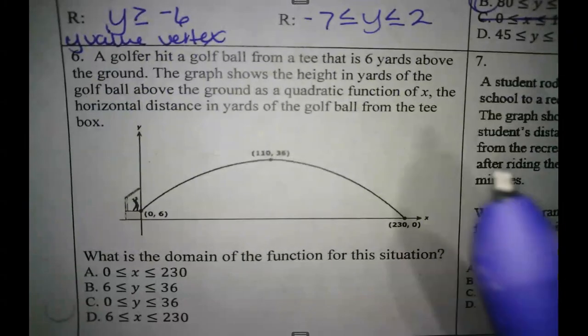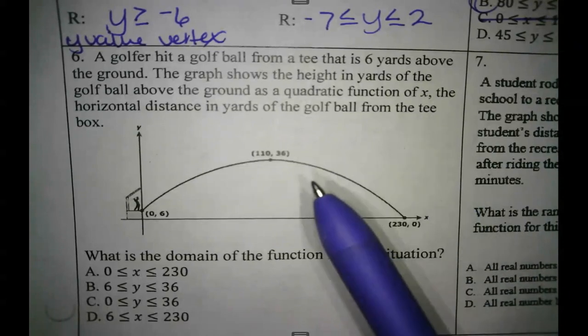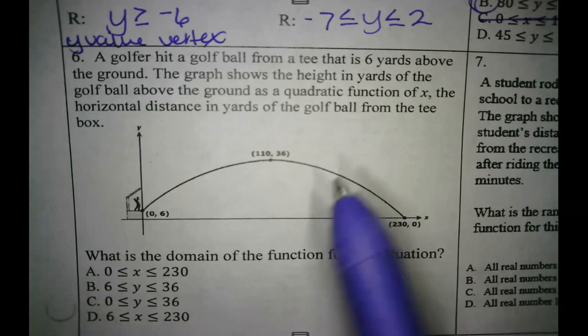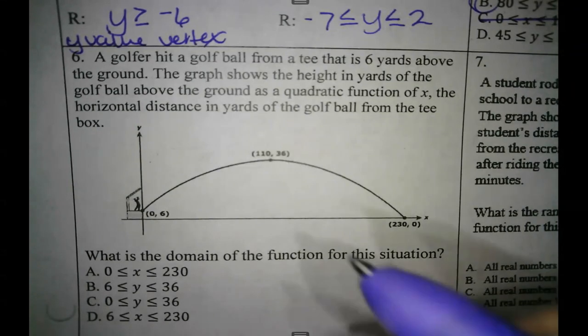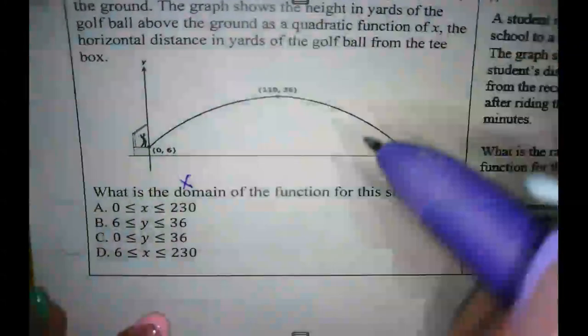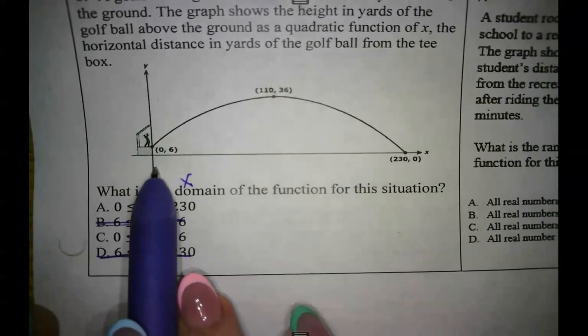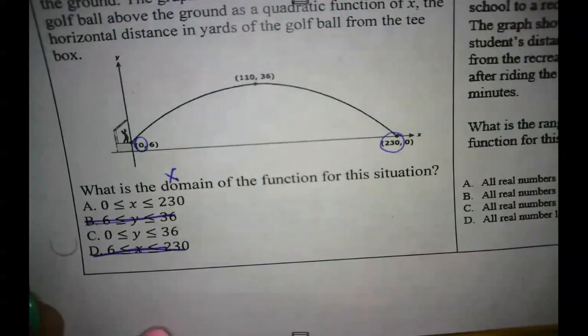All right, a golfer hits a golf ball from the tee that is 6 yards above the ground. The graph shows the height in yards of the golf ball above the ground, a quadratic function of x, the horizontal distance in yards of the golf ball from the tee box. What is the domain of the function for the situation? Domain is x. So what is the leftmost x value? And what is the rightmost x value? 0 to 230.